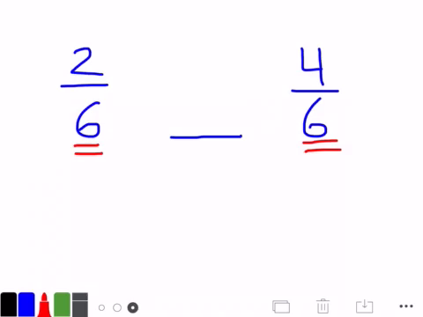So if you're going to use a fraction bar or circles, and try to figure out, is 2/6 less than 4/6 or is 2/6 greater than 4/6? Pause the video. Go ahead and try to work yours out on paper, and I'll show you the answer in a second.